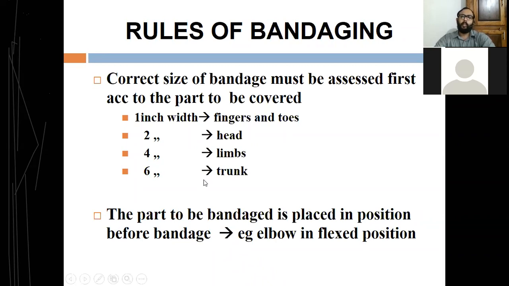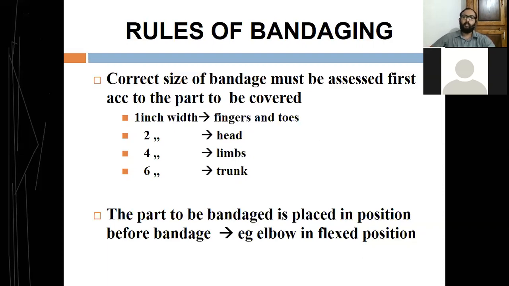In trunk, in hip, chest, and shoulder, for Swastika Bandha of hip and shoulder, Spica bandage of hip and shoulder, and for Vibandha, we can use 30 centimeter width into 5 meter. If it is a small boy, we can reduce that measurement. If it is a big person, we can increase it. As an average, we can take bandages of 30 centimeter width into 5 meter length.